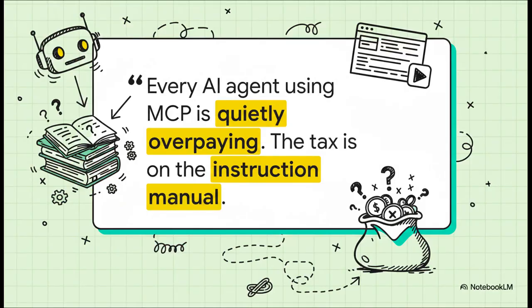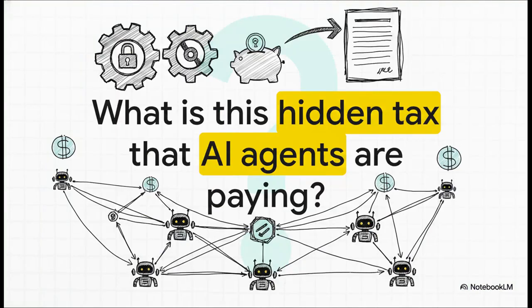It all kicks off with this quote from developer Khan Yilmaz. He says, "The tax is on the instruction manual." Now, what on earth does that mean, right? Well, this one idea is really the key to understanding this huge inefficiency in how our AI agents learn to use new tools. So, let's get right into it.